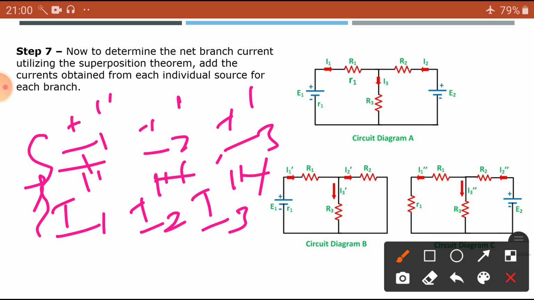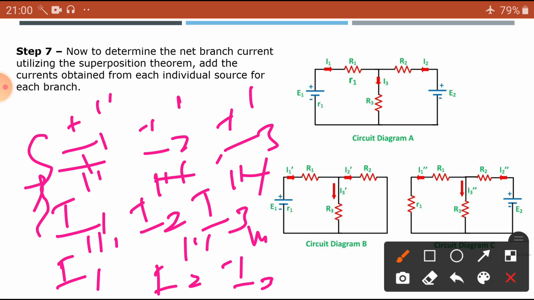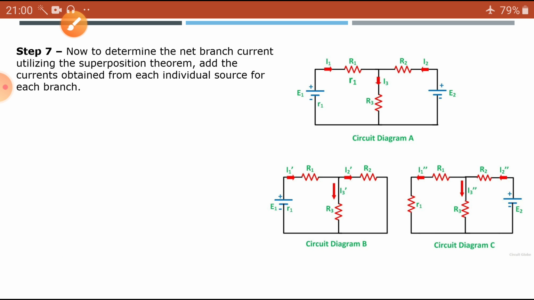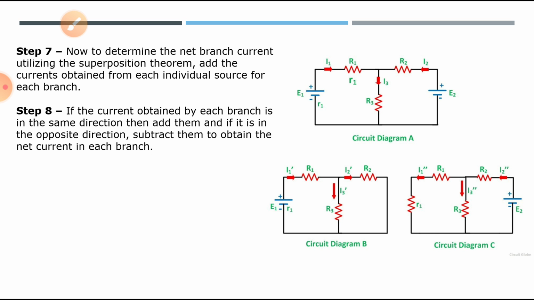If the number of sources increases, then I1 triple dash, I2 triple dash and I3 triple dash. Suppose there is another source, then you take I1 with four dashes. Similarly, you go on. Okay, that is the 7th step. What is the 8th step?